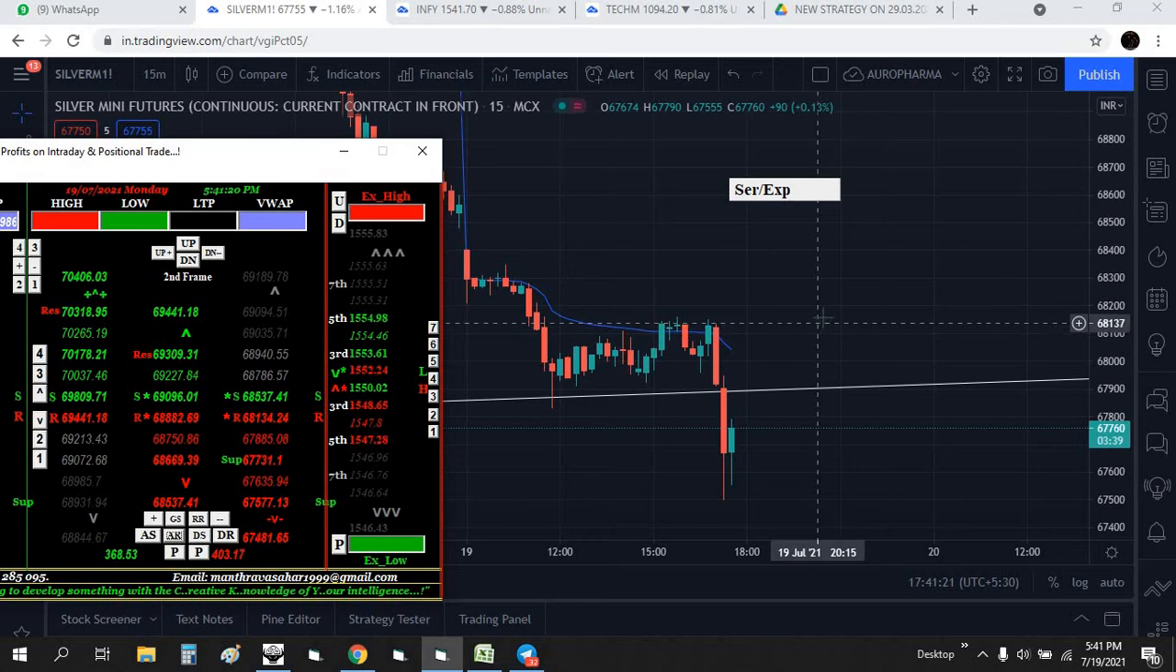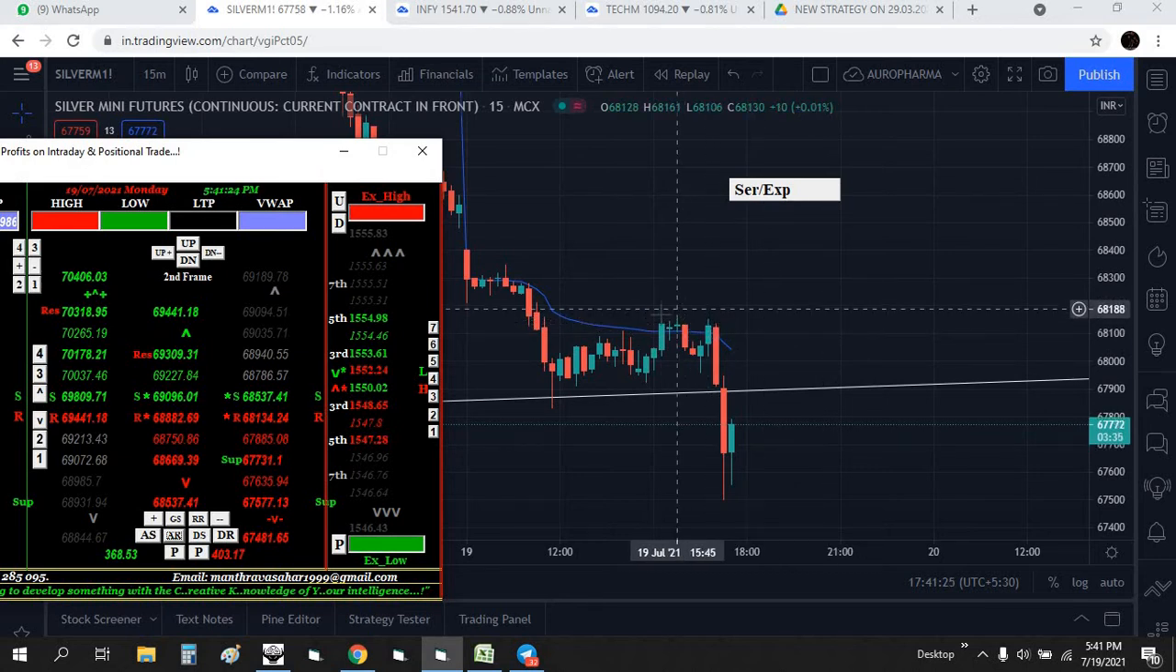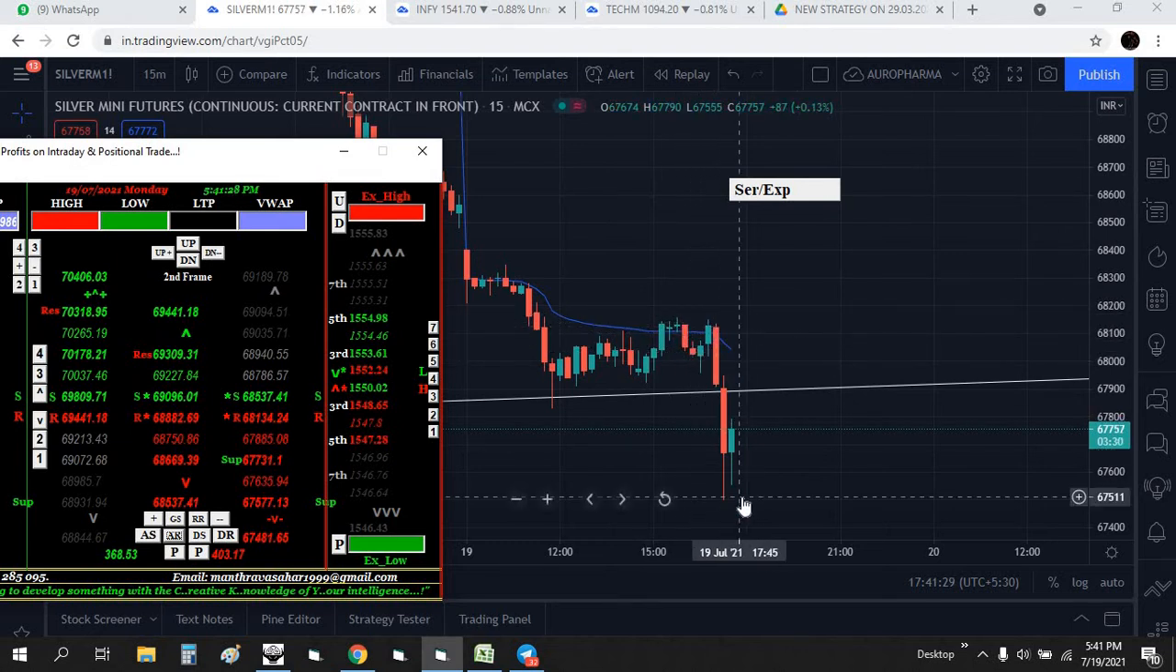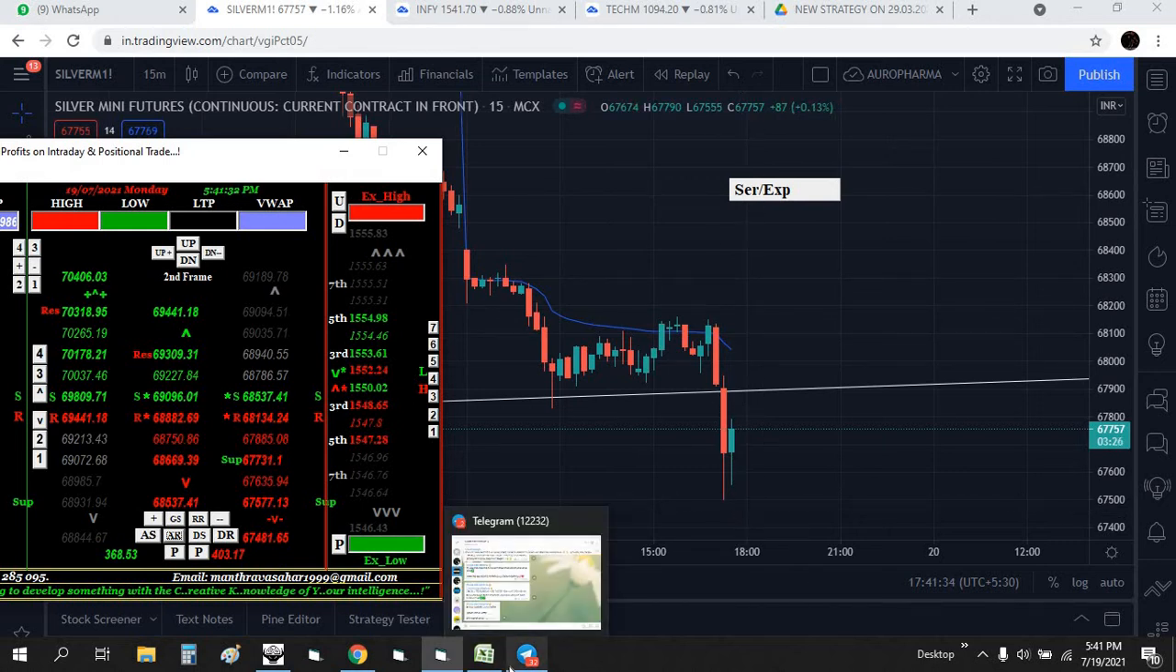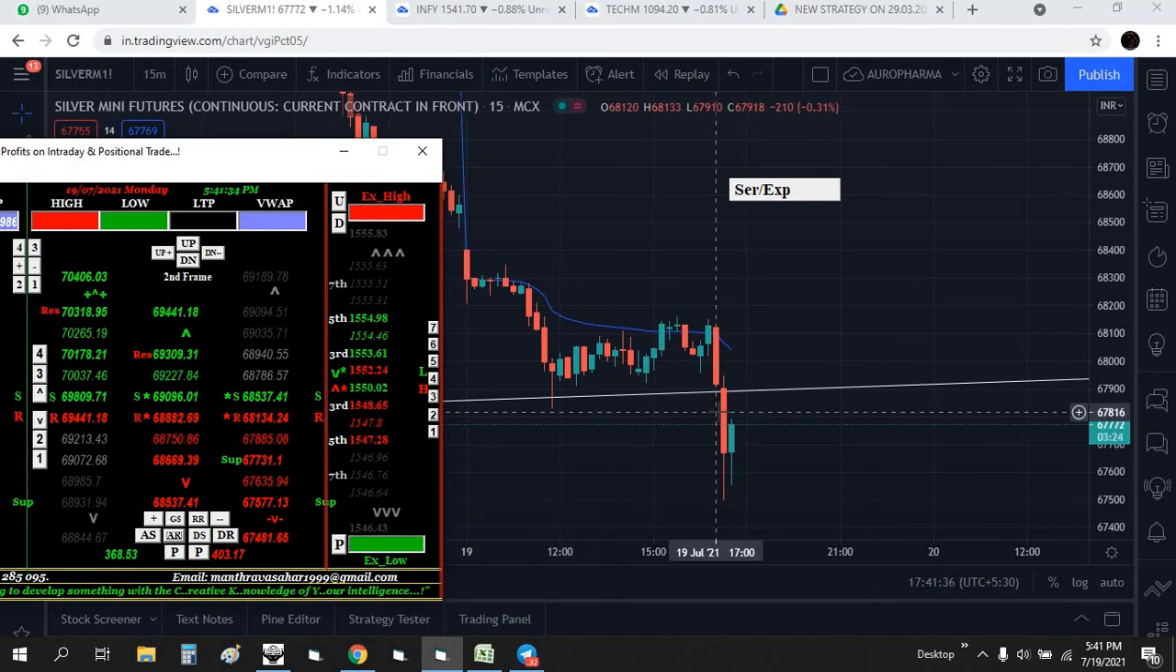So what was the high made? 68,156. So exactly it is taking the retest and falling from there. Clear? So we have done our target. Like that we need to wait for our perfect entry and then take the trades. Again I am saying, don't believe that technicals will help you all the time. Based on this you can trade and make good money.